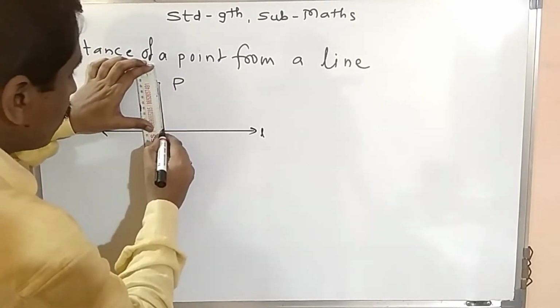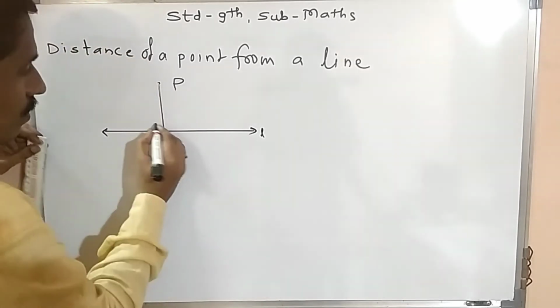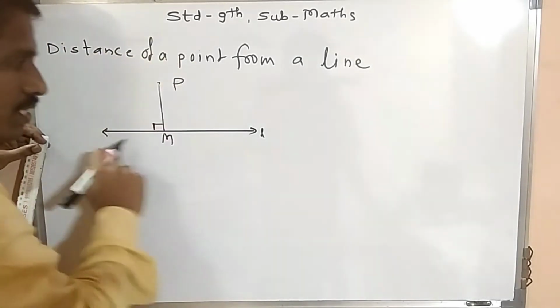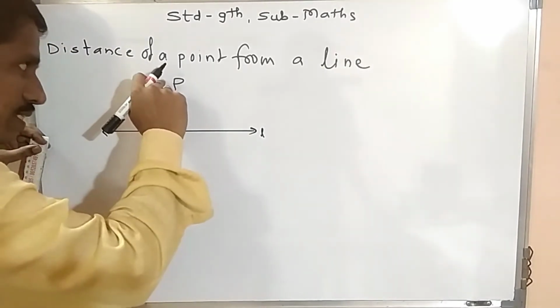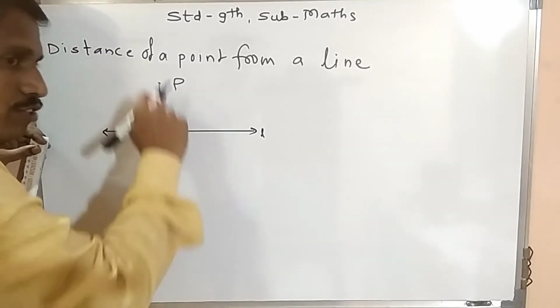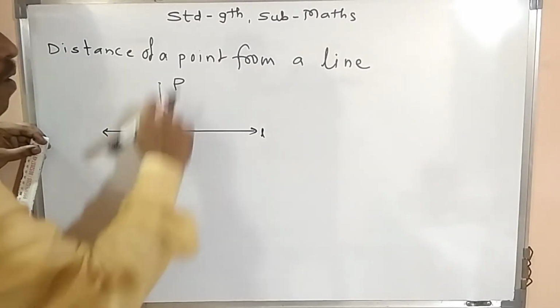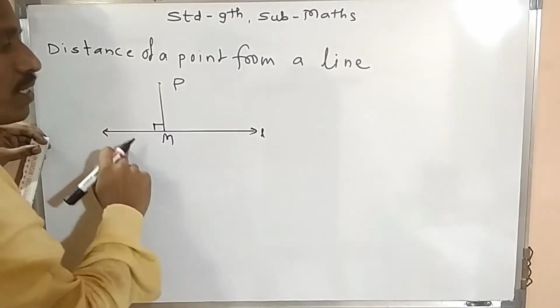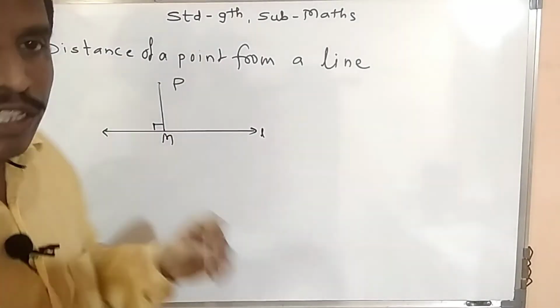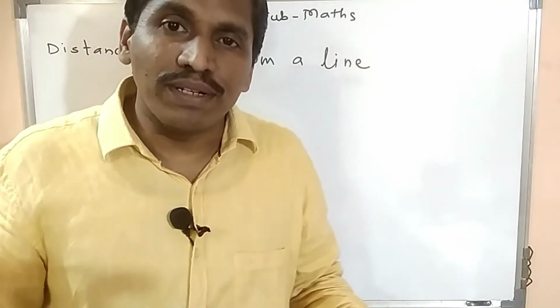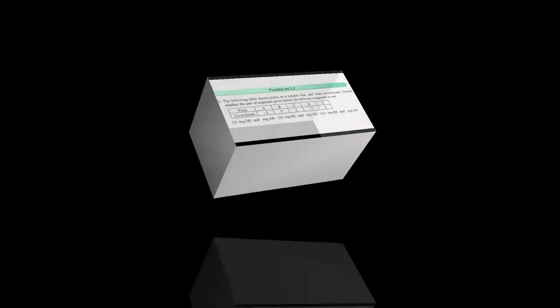So, if this is a perpendicular drawn from this point P on this line L, then segment PM, the length of segment PM, is called the distance of this point P from this line L. So the distance of a point from a line is nothing but the perpendicular distance.